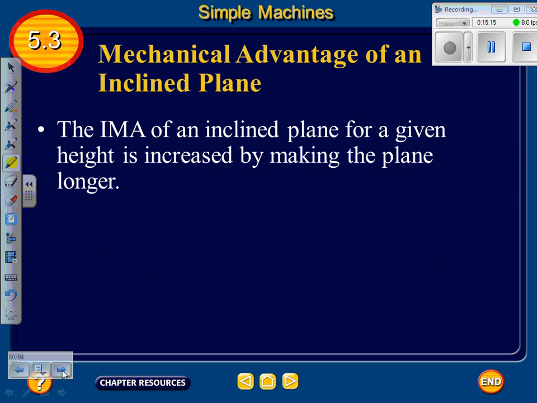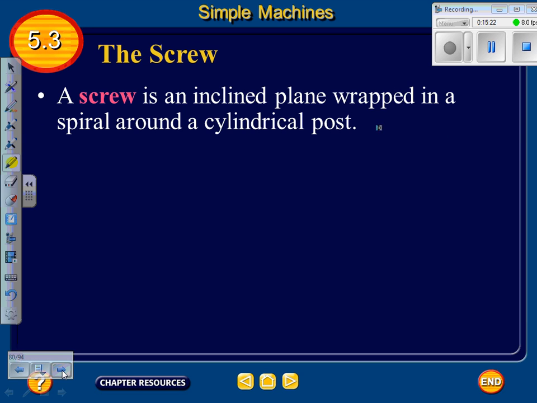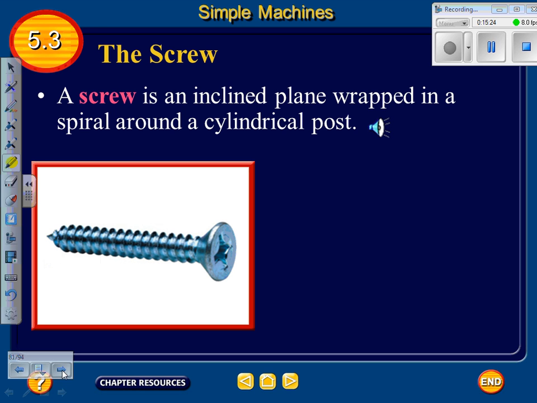The ideal mechanical advantage of an inclined plane for a given height is increased by making the plane longer. And again, like I said, we'll be doing some problems later so that more of this hopefully will make some sense. A screw. A screw is an inclined plane wrapped in a spiral around a cylindrical post. And what they're getting at here is this particular screw, all of these turns in the screw are inclined planes wrapped around this cylinder.